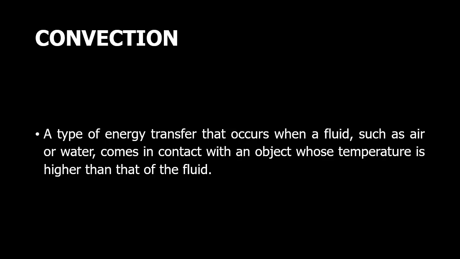So next we have convection. So convection is a type of energy transfer that occurs when a fluid, such as air or water, comes in contact with an object whose temperature is higher than that of the fluid. So where do we usually encounter convection? So usually, convection is a part of many natural processes. So for example, atmospheric convection plays a fundamental role in determining global climate patterns and daily weather variations.